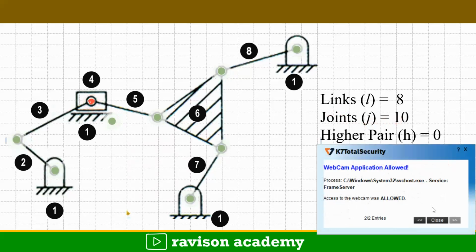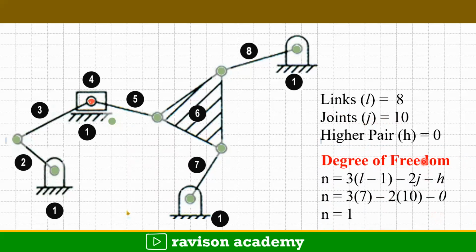So the total number of equivalent joints is 10. Here we take the equivalent binary joints for this ternary joint as 2. Coming to the higher pairs, there are no higher pairs. So on substituting, we get the degree of freedom as 1.